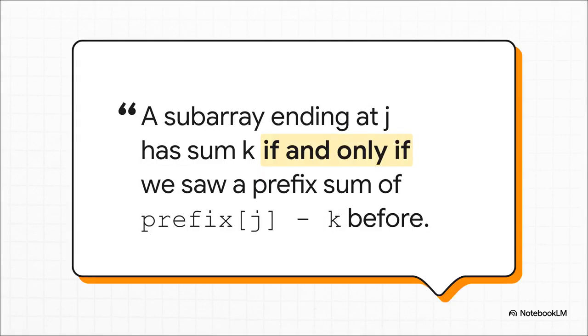So here's the core logic, laid out plain and simple. As we're calculating our running total at our current spot j, all we have to do is ask one simple question. Hey, how many times in the past have I already seen a prefix sum that's equal to my current sum minus k? And every single time the answer is yes, that means we've just found another valid subarray that ends right at this spot.